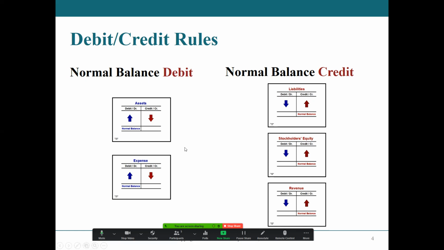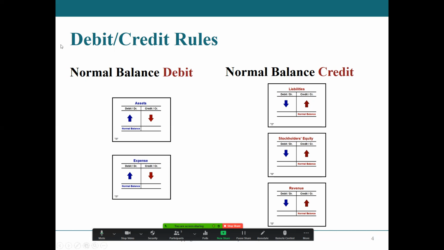One term that's going to come up in the exam and in some of the homework is the term normal balance. All normal balance means is the balance you would expect an account to have. The secret to this is just recognizing that these accounts are always positive. In other words, we don't ever have a negative account balance. We either have a debit balance, a balance on the left-hand side, or a credit balance, a balance on the right-hand side. And so the normal balance is always the side of the account that increases it.